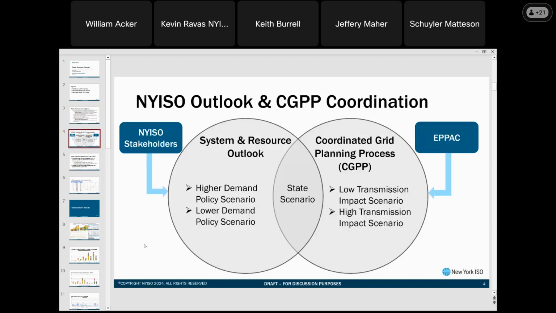So again, as a reminder, the state scenario is the crossover point between both the NISO system and resource outlook and the CGPP. And we'll be getting into additional scenarios at a later time, and that'll all go into this CGPP analysis.